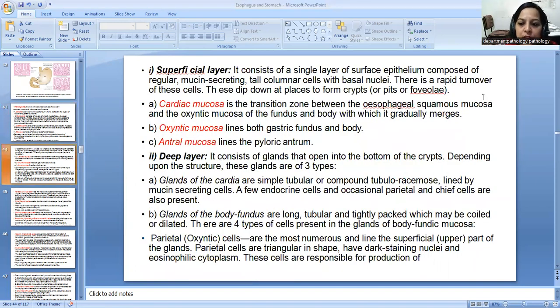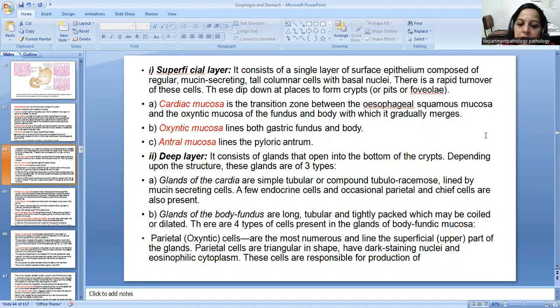Now the superficial layer consists of a single layer of surface epithelium composed of regular, mucin secreting tall columnar cells with basal nuclei. There is a rapid turnover of these cells. These dip down at places to form crypts, which are also known as pits or foveolae. First is the cardiac mucosa. It is a transition zone between the esophageal squamous mucosa and the oxyntic mucosa of the fundus and body, with which it gradually merges. Second is the oxyntic mucosa, which lines both the gastric fundus and body. Third is the antral mucosa, which lines the pyloric antrum.